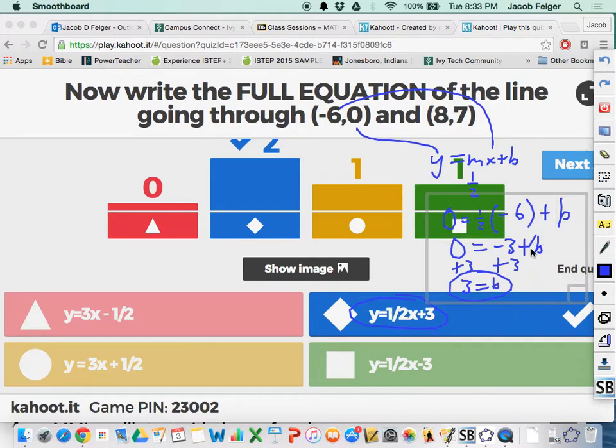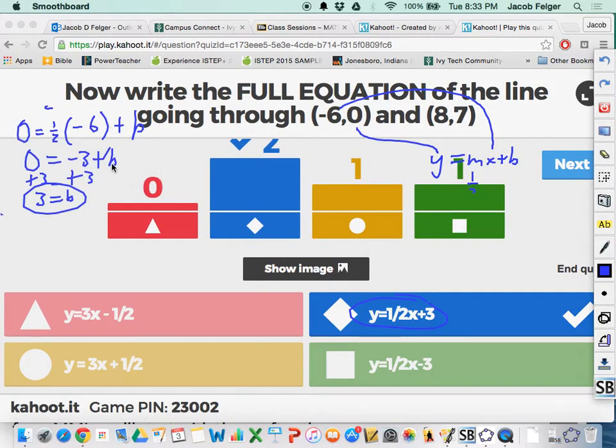So y equals m, and then your x is negative 6. So there, we can see better. So add 3, 3 equals b. So once you get your b value, you rewrite the full equation as y equals a half x plus 3. Y equals mx plus b.